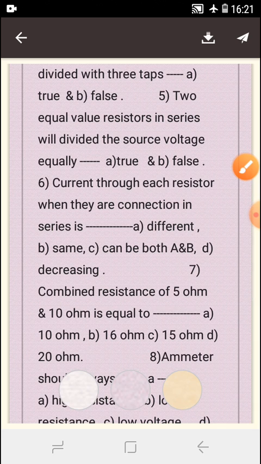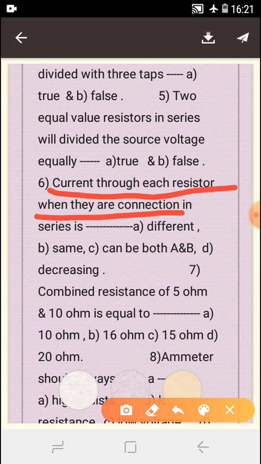Question number 6. Current through each resistor when they are connected in series. The options are different, same, and both A and B. The answer is B, same.